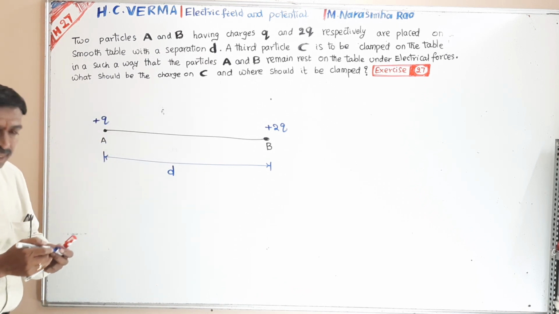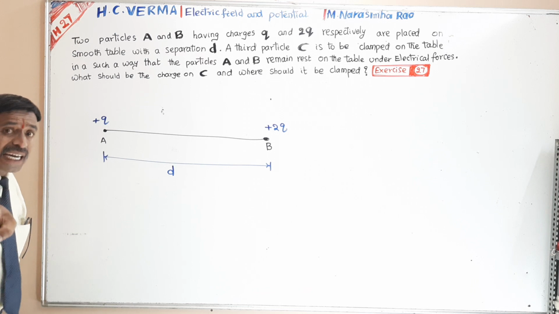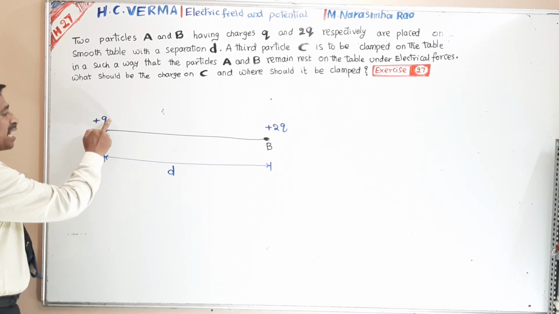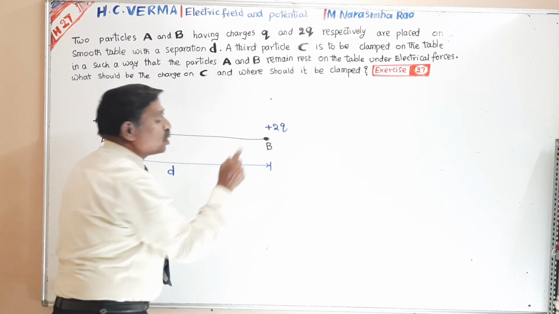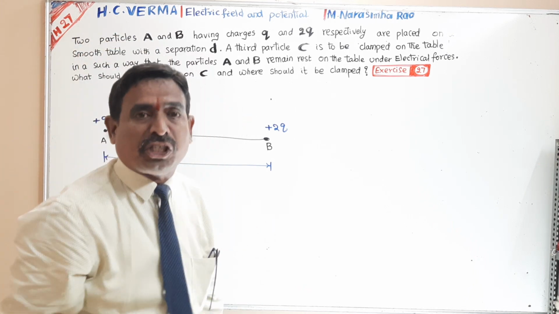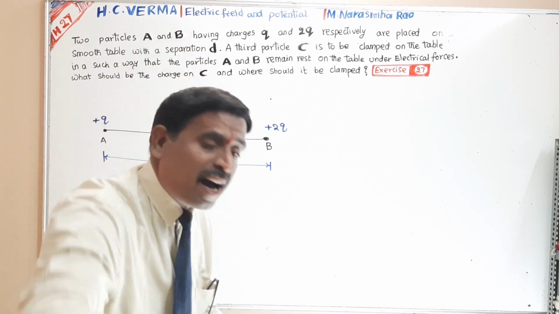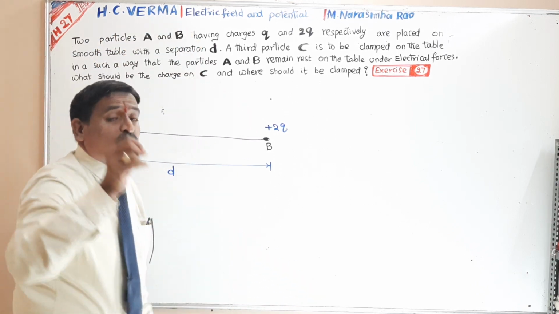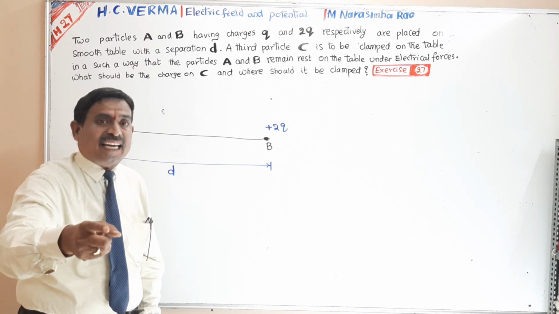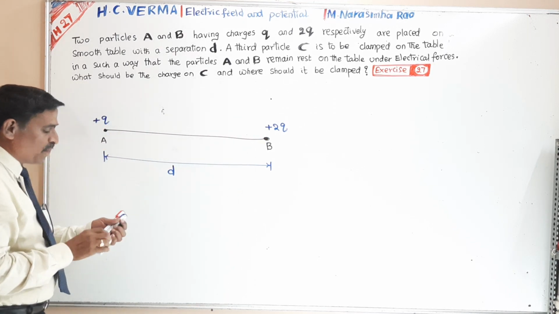They are asking to keep this charge Q and this charge 2Q in equilibrium, in rest position. What is the amount of third charge we have to keep at the point C in such a way that these two particles are in rest position?